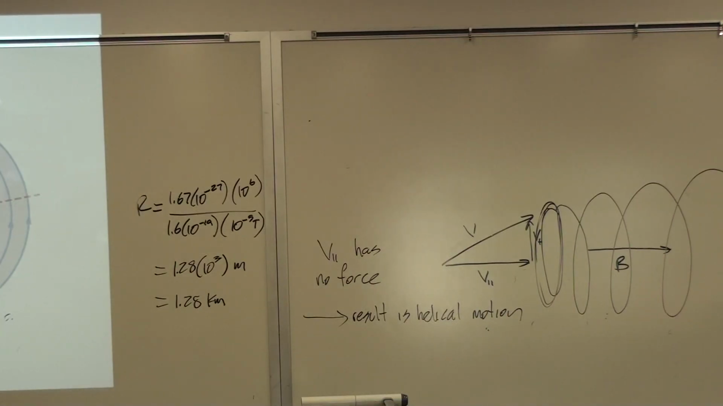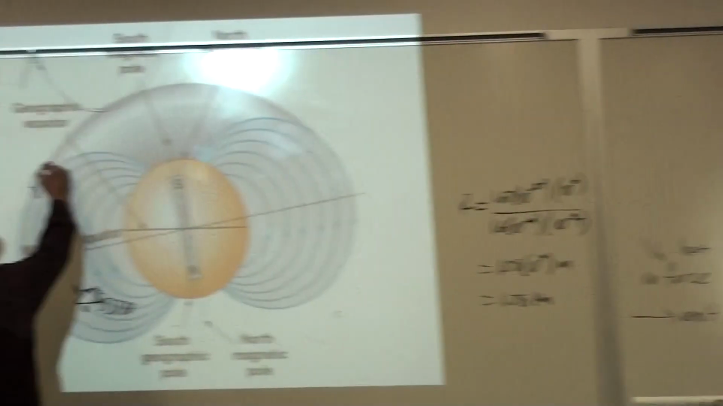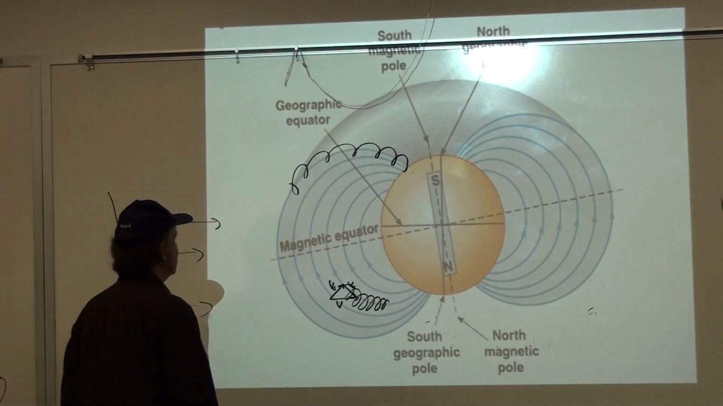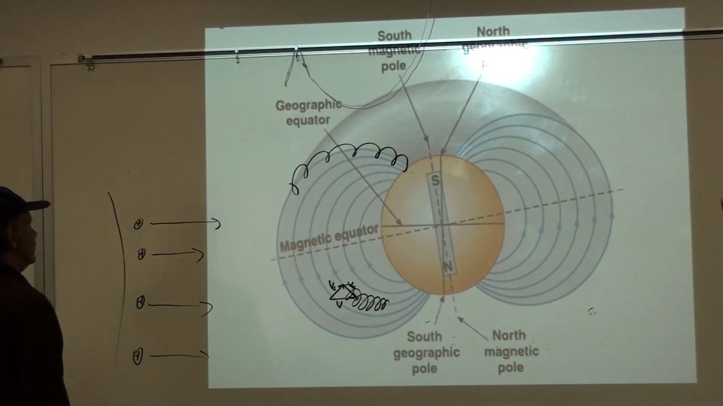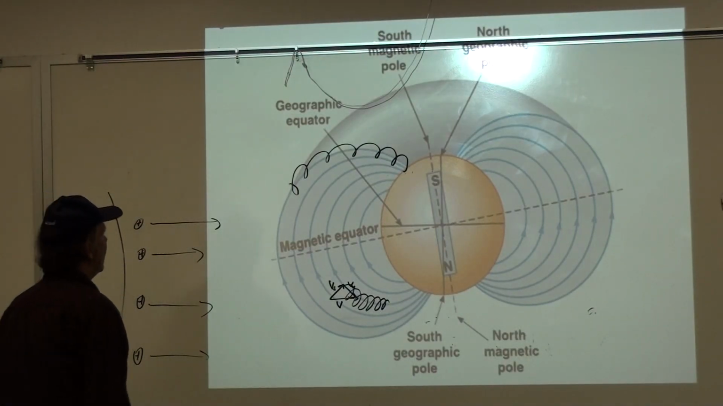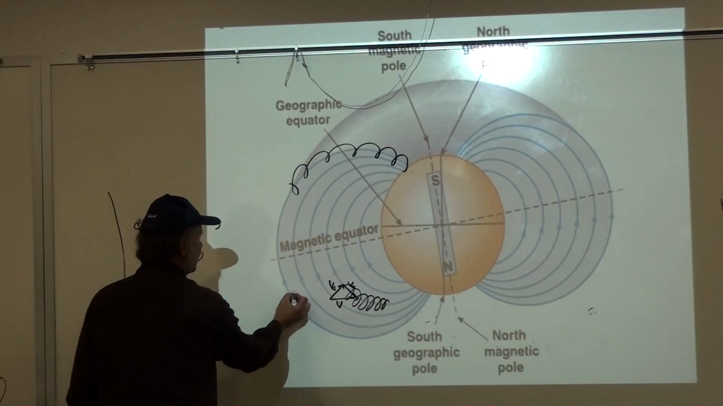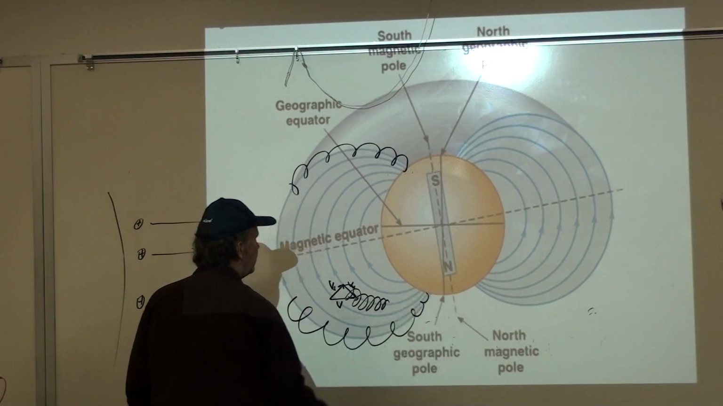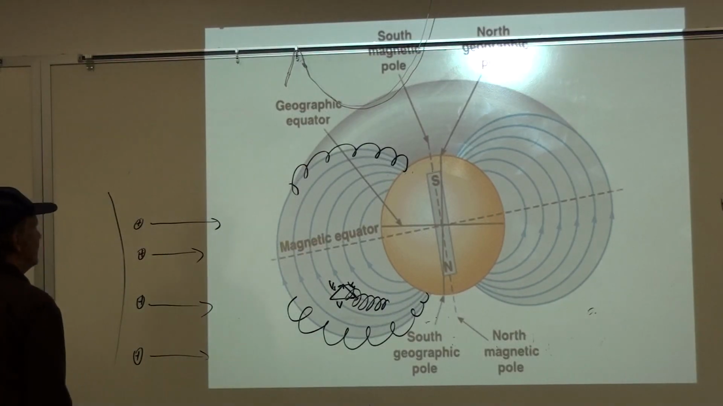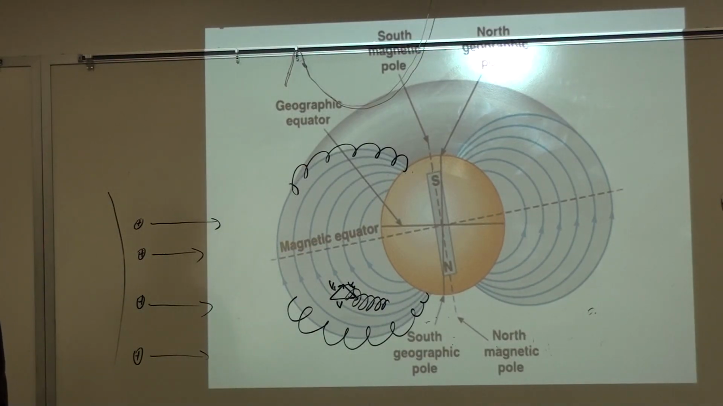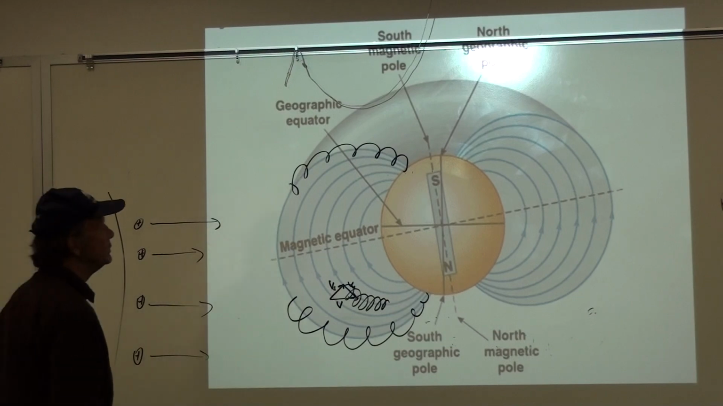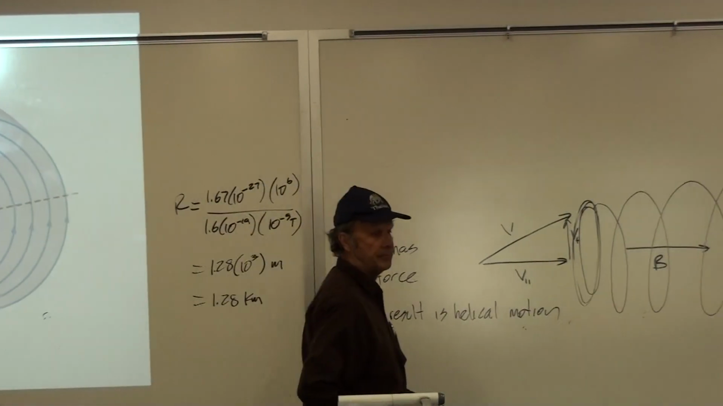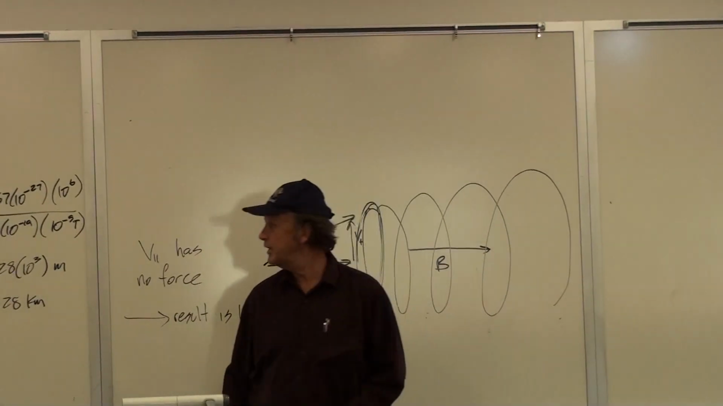So what does this tend to do? Well, this tends to deflect the particles so that they move along the magnetic field lines, because that's the direction in which there's no force acting. And so these particles then have different components, V perpendicular and V parallel. But the net effect of this is to force the particles to move in spiral paths along the Earth's magnetic field.